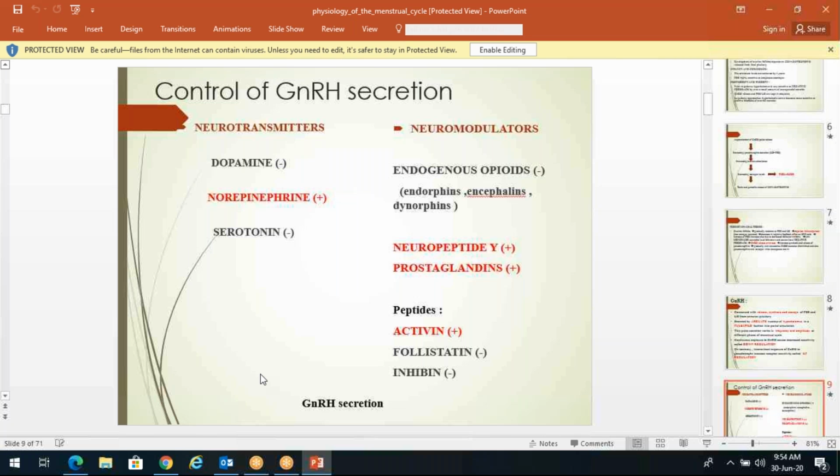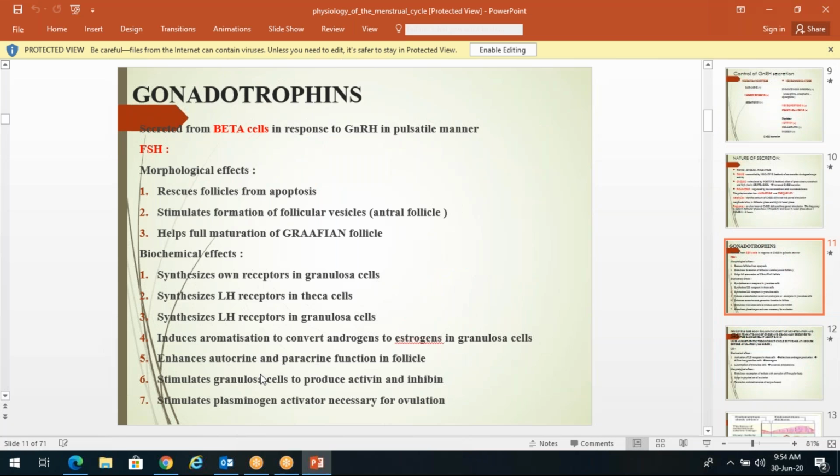Okay. Now we'll come to gonadotropins. What are the main gonadotropins? Those are LH and FSH. Where are they produced? They are produced from the beta cells in the anterior pituitary. So FSH. What are the main functions or major effects of FSH?